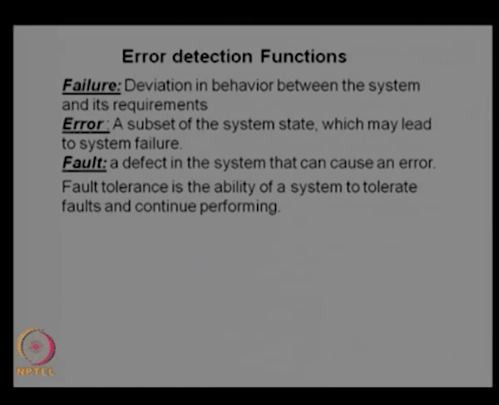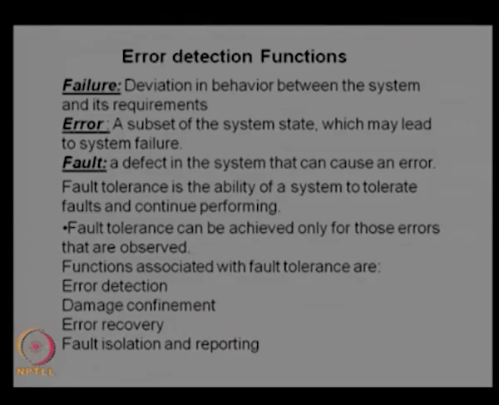So whenever there is a fault, the system should be able to perform continuously without having the problem or affecting the performance of the system, and that is fault tolerance in the system. And this can be achieved for those errors which can be observed. We can provide fault tolerance, but errors which are not observable cannot be tolerated, because the system will not be able to identify those errors, and hence cannot have a tolerance for them.